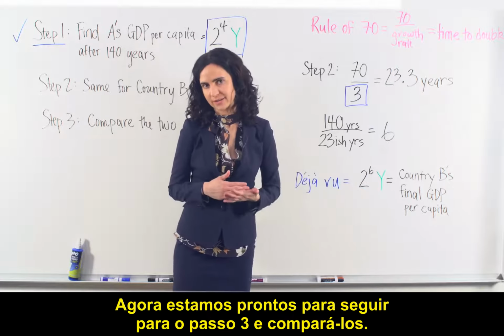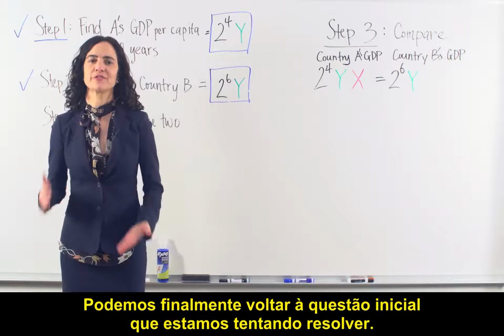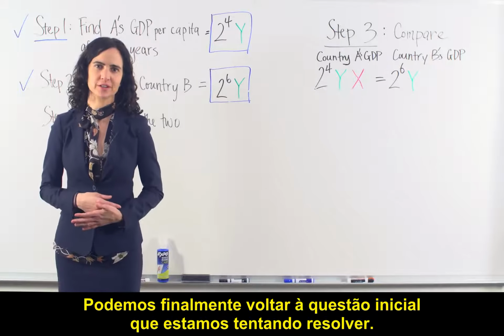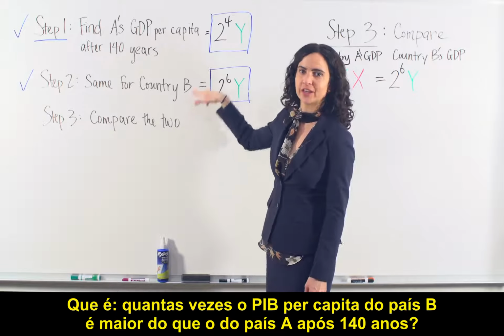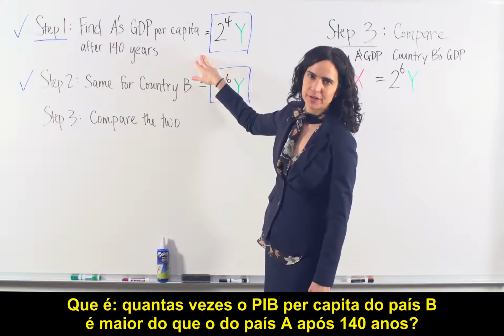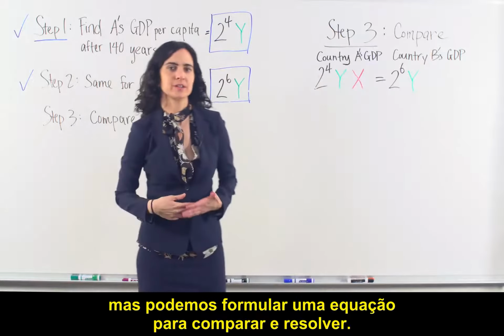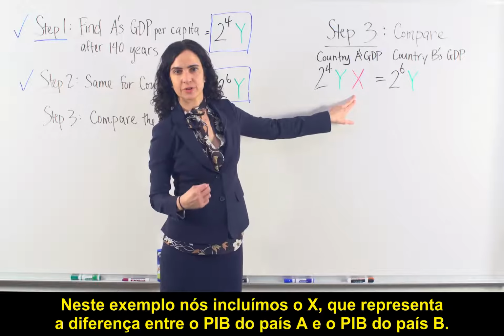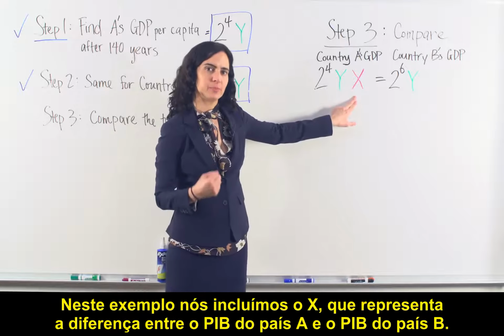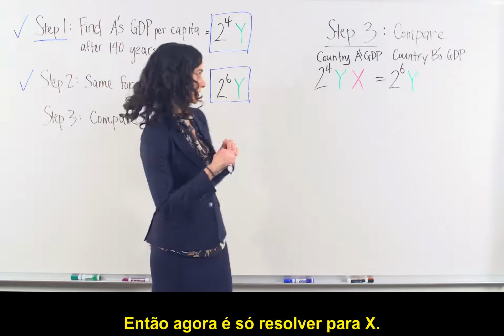We're now ready to move on to step 3 and compare them. We can finally return to the initial question we're trying to solve, which is how many times larger is country B's GDP per capita than country A's after 140 years? Now, it's obvious that the two are not equal, but we can set up an equation to compare and solve. In this instance, we've added an X, which represents the difference between country A's GDP and country B's GDP. And so now we'll just go through and solve for X.